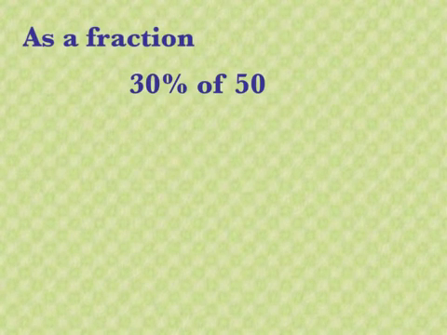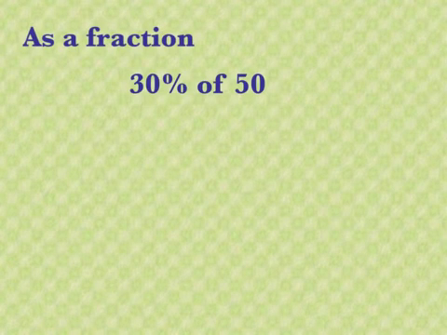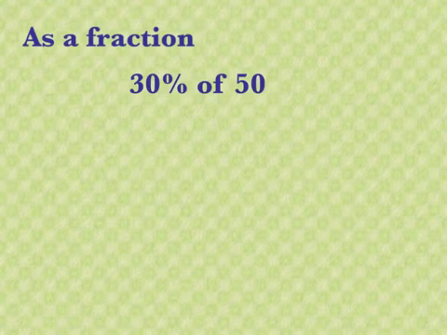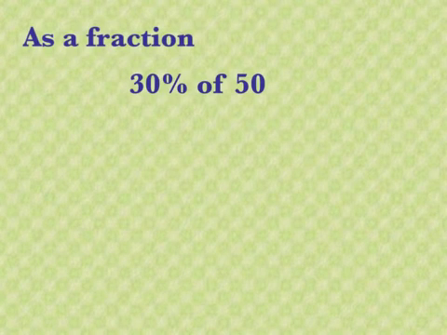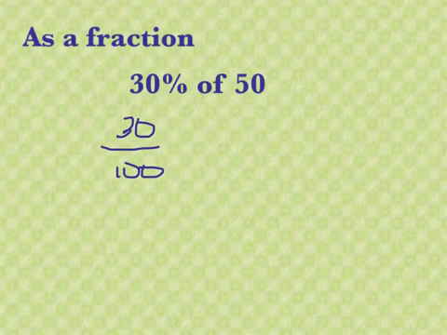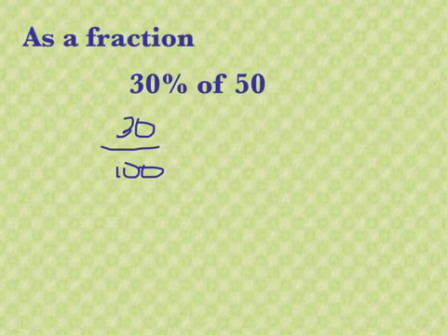For this example, we are going to try finding 30% of 50, but instead of using mental math, we are going to use a fraction. This is the same problem from earlier in this video, so I'm just going to show you how to find the answer a different way. What we need to rely on here is knowing how to write a percent as a fraction. So instead of 30%, we can think of that as 30 over 100.